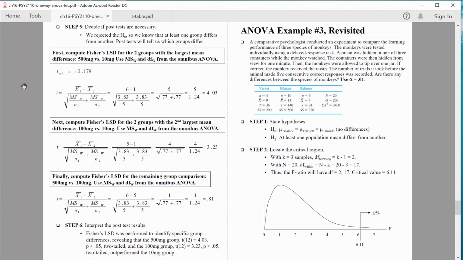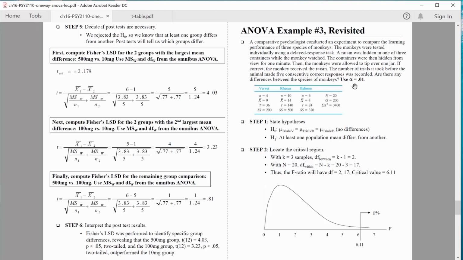Welcome back, everybody. Let's look at our third ANOVA example and see if we need to do post-tests. So you might recall in this particular example, we were comparing different species of monkeys, and essentially we wanted to see how quickly they can learn something. So it's a measurement of intelligence. And in this case, smaller means reflected quicker learning. So it looked like the baboons were able to learn the quickest, then the vervet monkeys, then the rhesus monkeys.